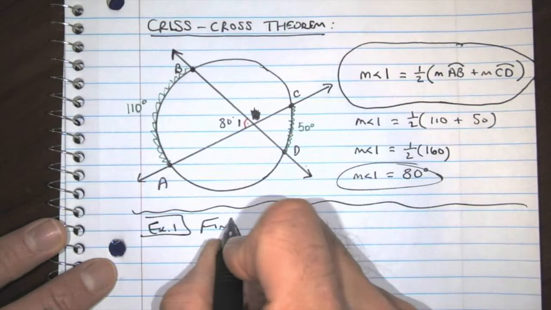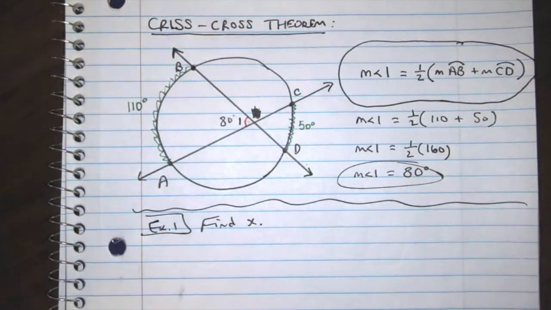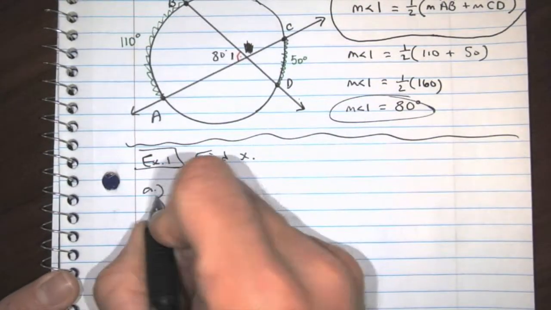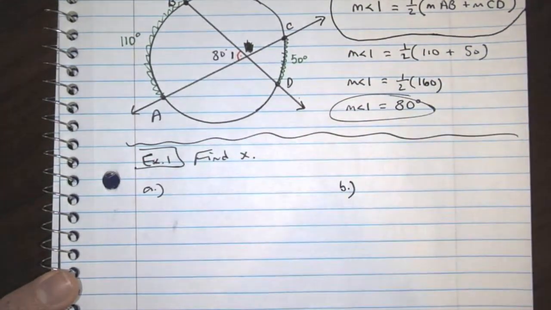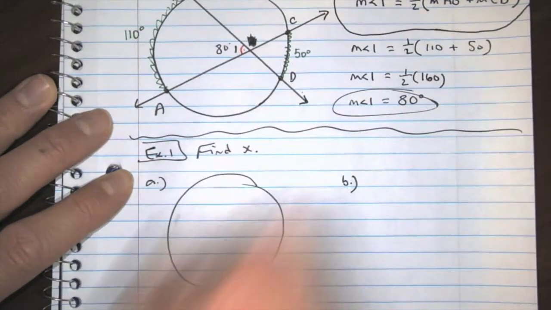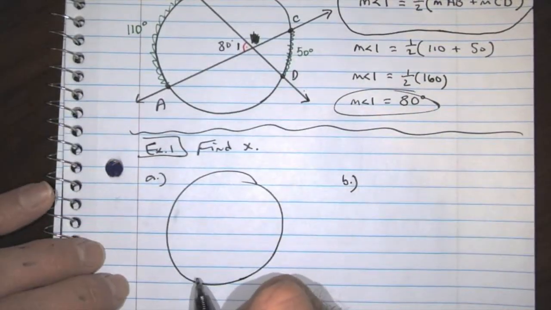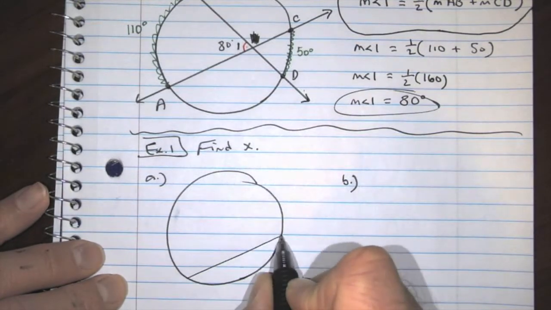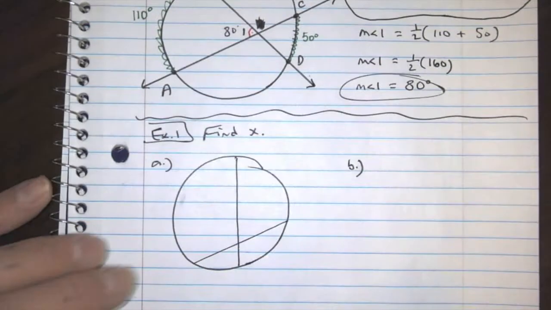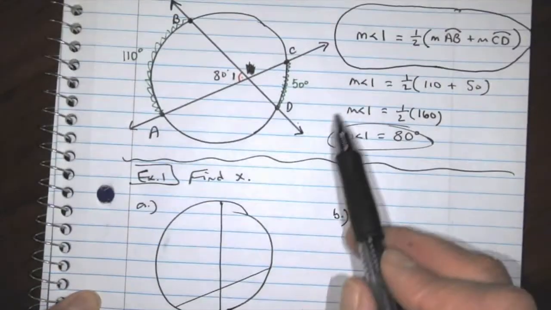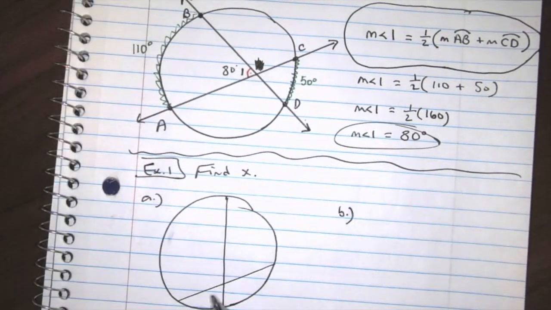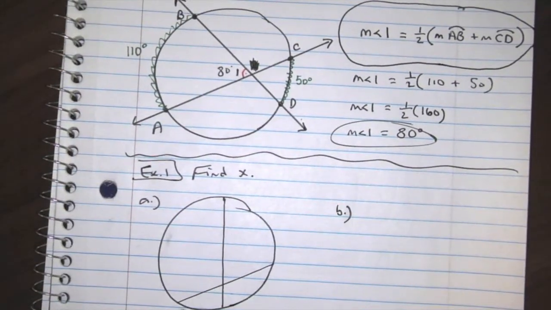Example 1. Find x. Here's A. We'll put B over here, and then C will be the tough one. All right, let's do a circle. Let's do a crisscross. Whoosh. And whoosh. Oh, by the way, when you do the crisscross theorem, they don't necessarily have to be secants, where they extend on both sides. You can do a crisscross theorem with two chords.